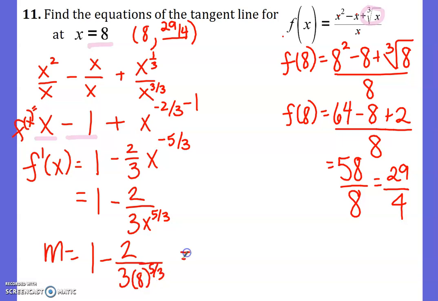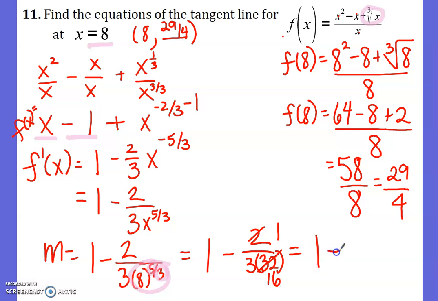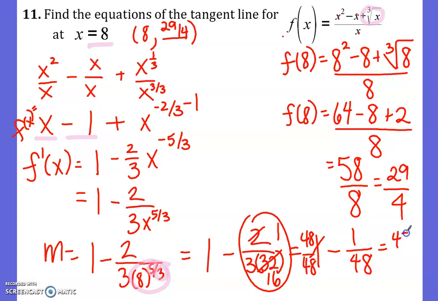Okay, so first, with this 8 to the 5/3, I'm going to take the cube root of 8, which is 2, and then 2 to the 5th is 32. This will cancel with this or simplify down. So I have 1 minus this fraction ends up becoming 1 over 48. So getting a common denominator, this becomes 48 over 48. So my slope is 47 over 48.